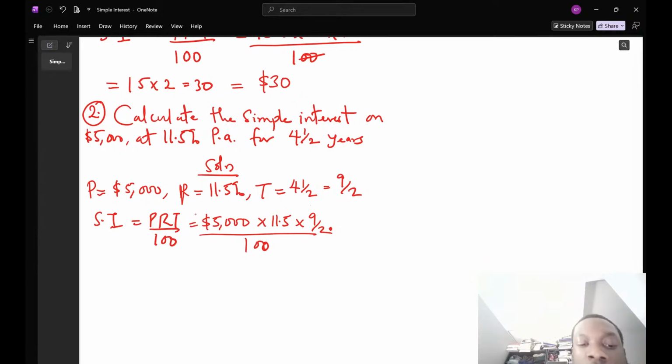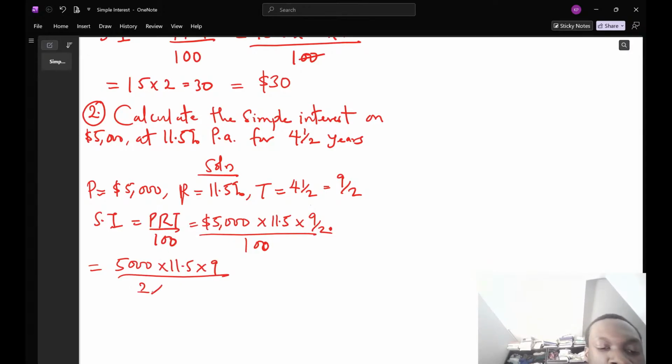It's not a fraction, but in this case, let's just look at it as an entire fraction. So these two, I'll multiply with 100. Now I'll write it this way: 5,000 times 11.5 times 9 over 2 times 100. Okay, it makes it much easier. So what I do is cross out the zeros so that it makes it much easier to solve. So these 2 zeros, we cancel these 2 zeros on top.